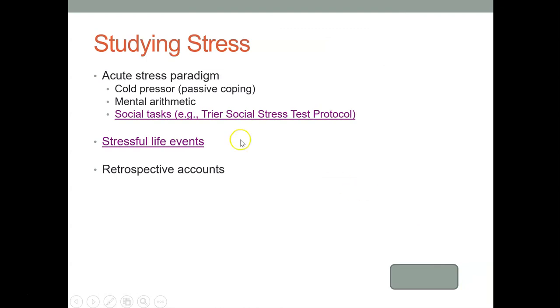So we can ask people about their major life events and ask them about retrospective accounts. So if they think about when they started college, for example, we can ask college seniors to talk about the stress they experienced, or when people are dealing with really stressful life transitions, we can ask them to reflect on that.